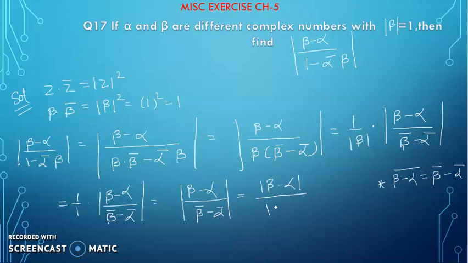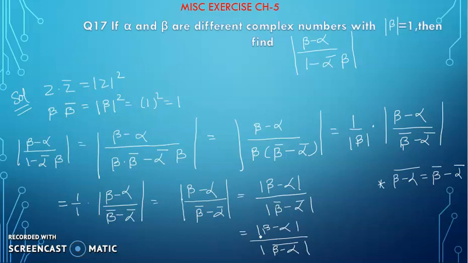Are you following, students? I have split the modulus: beta minus alpha, divided by the modulus of beta conjugate minus alpha conjugate. Now see, I have split this modulus into numerator and denominator. Now in place of beta conjugate minus alpha conjugate I can write this. So this is equal to modulus of beta minus alpha upon modulus of the conjugate of beta minus alpha.